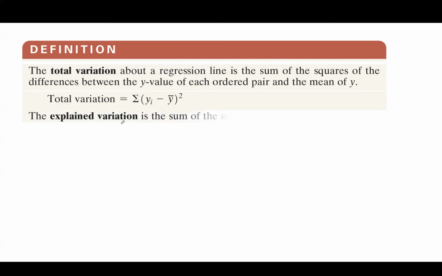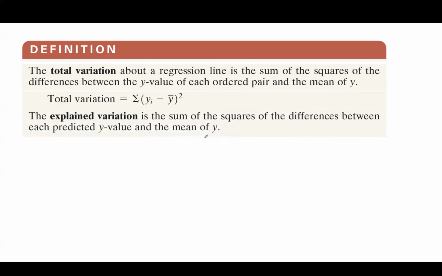The explained variation is the sum of the squares of the differences between each predicted y value and the mean of y. We can take a look at the formula. Explained variation is the summation of yi hat minus y bar to the second power.